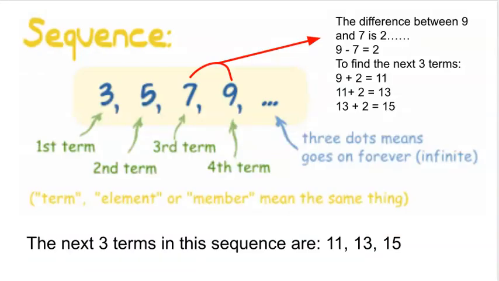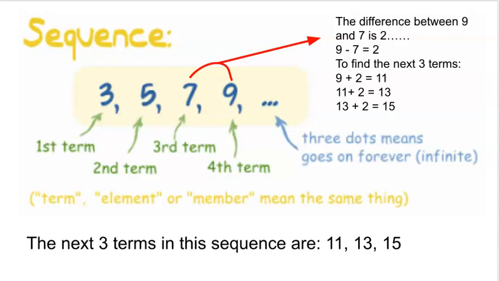Sequences. So a sequence is just a set of numbers, 3, 5, 7, 9. These are different terms. So the first term is 3, the second term is 5. It could be term, element, and then the 3 dots just mean it goes on forever. And to find the next 3 terms, first you have to find the difference between numbers. So the difference between 9 and 7 is 2. So you can do it by subtracting 9 minus 7.